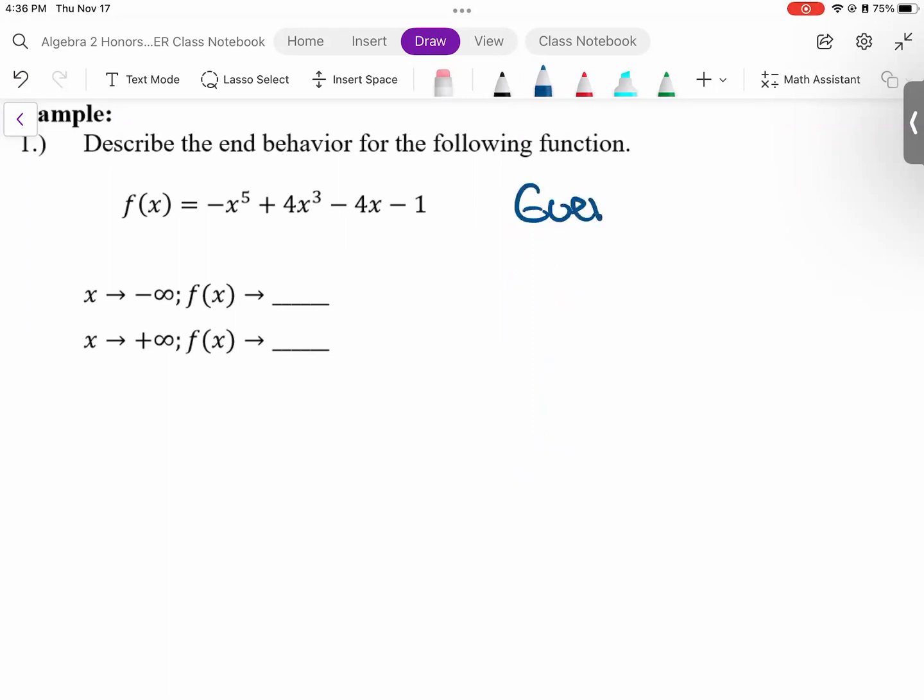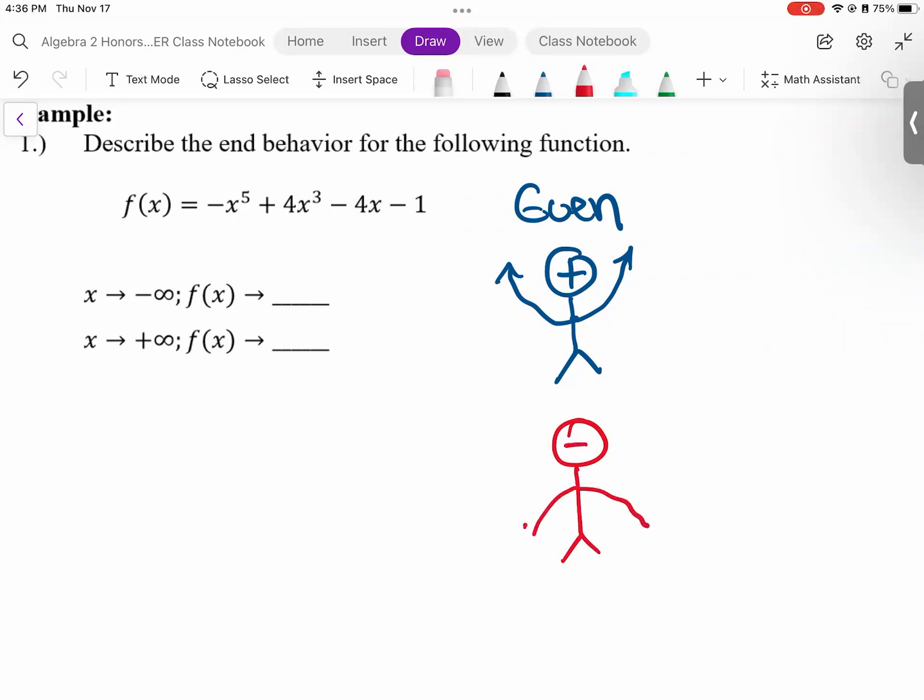So if it's even and it's positive, your guy's gonna be happy. So both of the hands are gonna go up. However, if the guy is negative, his hands are gonna go down.